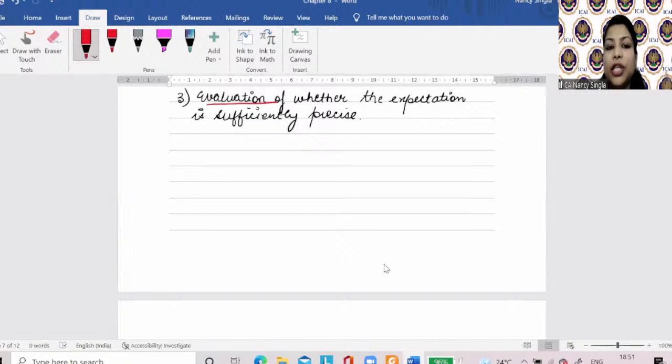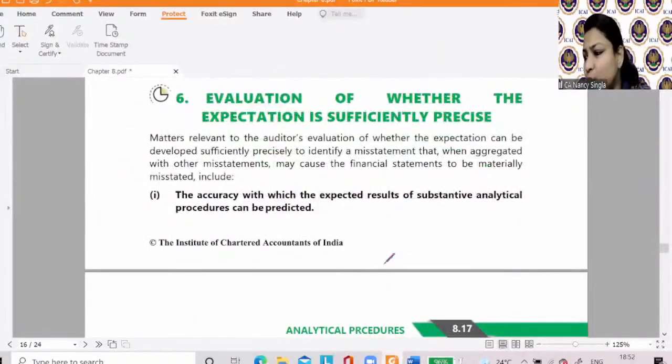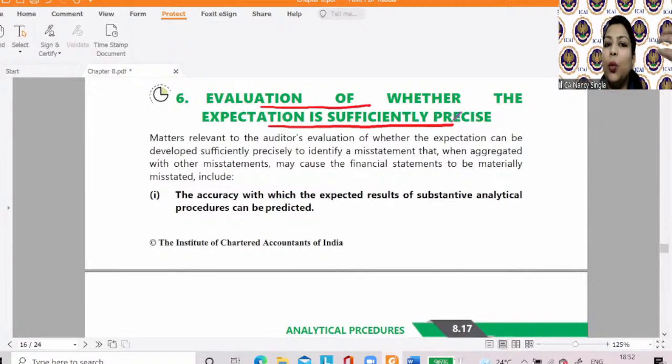Okay, so the third point. Evaluation of whether the expectation is sufficiently precise, whether you can develop an expectation or not, third auditor will consider that. Okay, now whether an expectation can be developed or not, it depends upon further 3 points. Okay, students, I hope whatever we have done, whatever we are doing is clear. Okay, so the third point is what? Evaluation of whether expectation is sufficiently precise. Whatever expectation you are developing, whether that can be developed sufficiently precisely. What is meant by precisely? I told you, rightly or correctly.